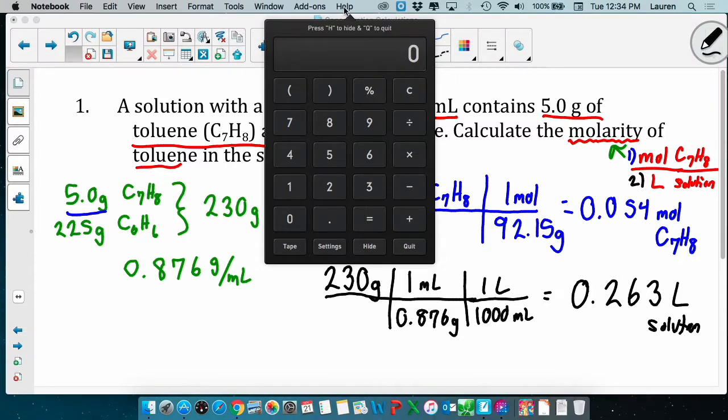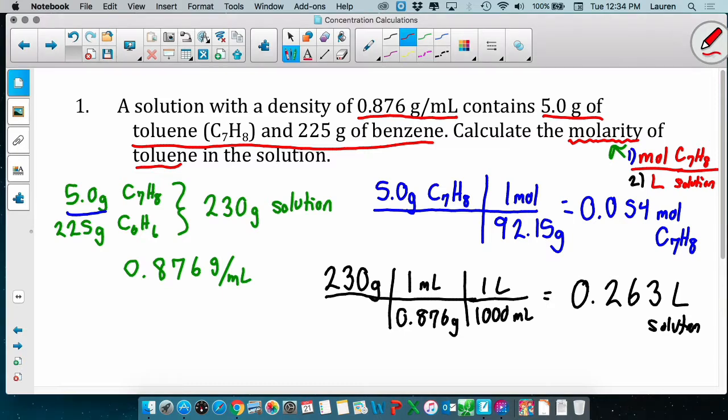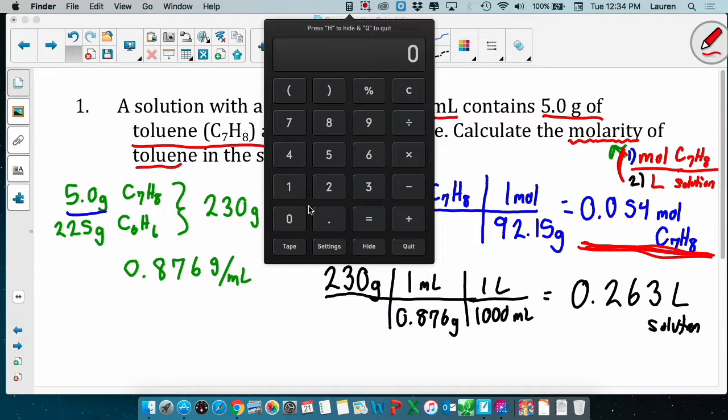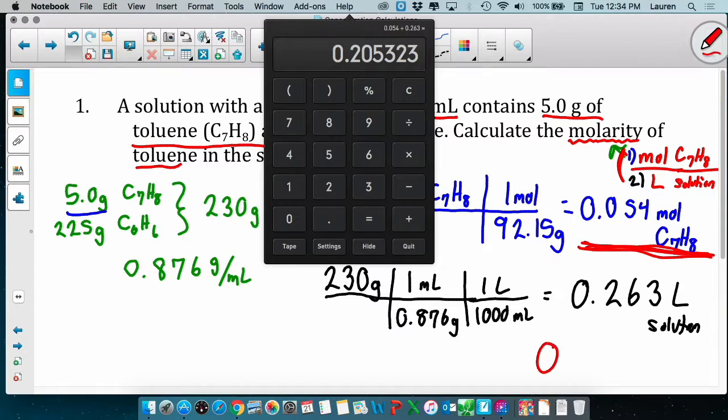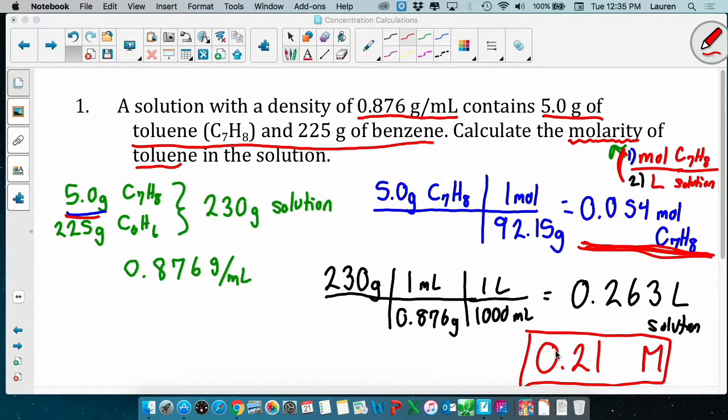So then to get our molarity, we just take our moles and divide it by our liters. So we have 0.054 divided by 0.263, and we get 0.205. So 0.205 molar solution. And since we only had two sig figs in one of our answers, we would probably want to round it to 0.21. So that is the molarity of the toluene in our solution. Okay, cool? Let's try another one.